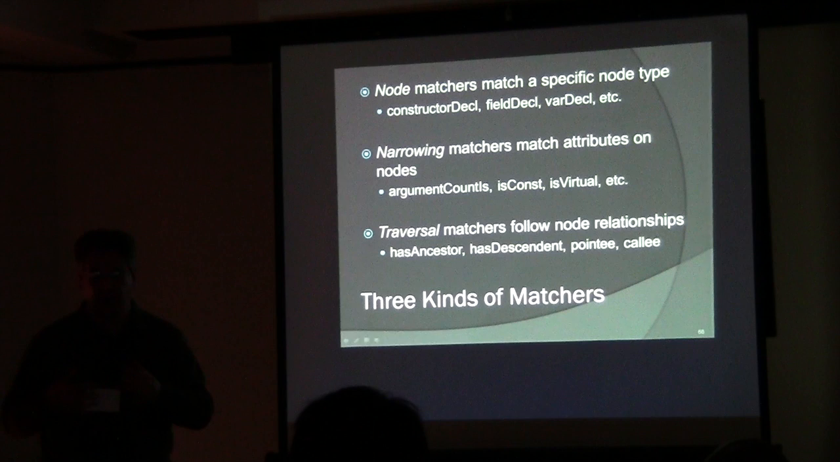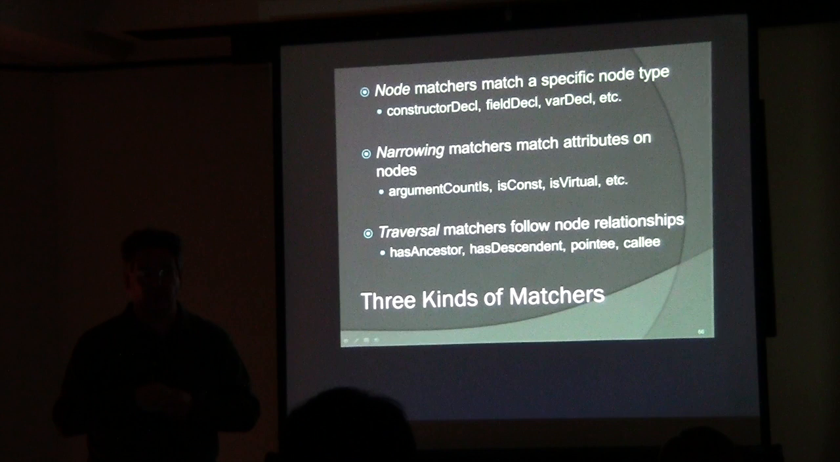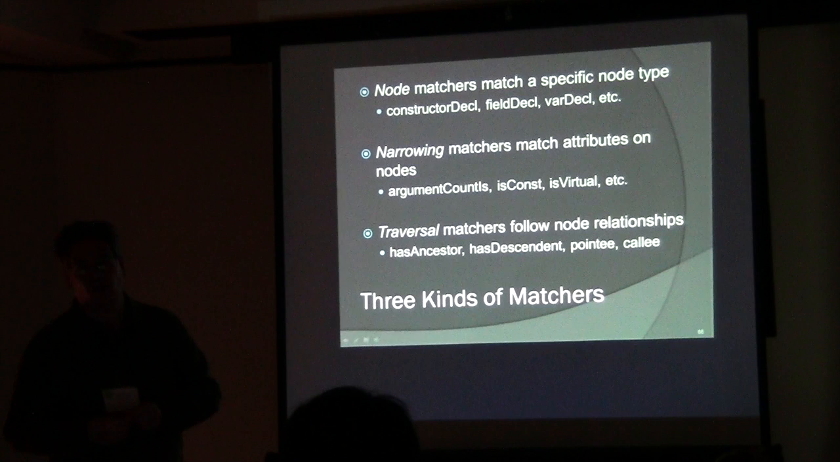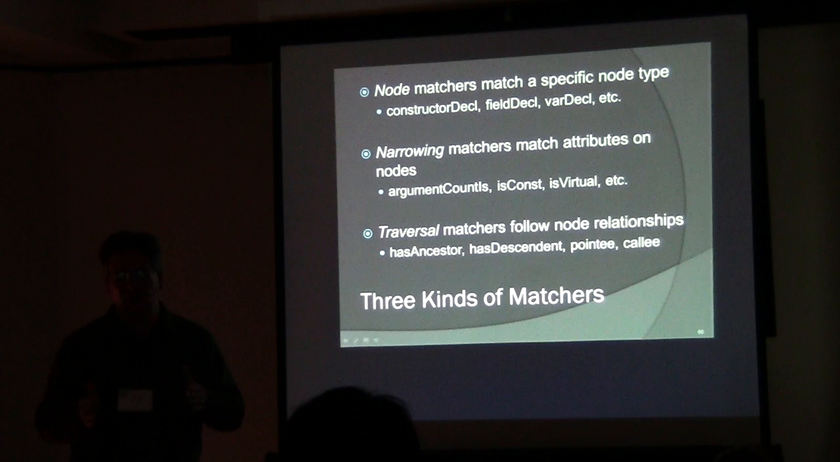And we saw an example of that where we were taking a matcher for all constructor calls. We narrowed it by saying that the constructor call's declaration name should be the constructor for a standard string. We narrowed it further saying it should be the constructor that takes two arguments, and then further that the second argument should be the default argument. Those are all narrowing matchers that were added into the node matcher to focus that match down on just the constructor calls we were interested in.